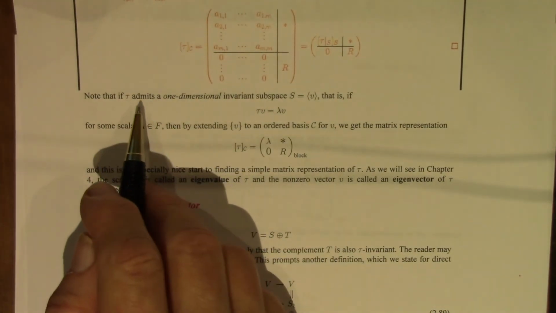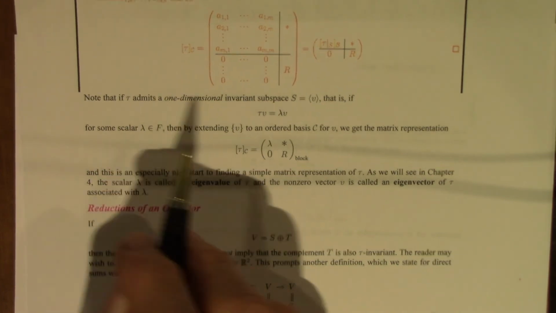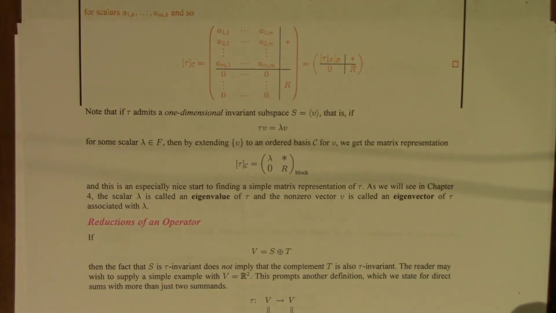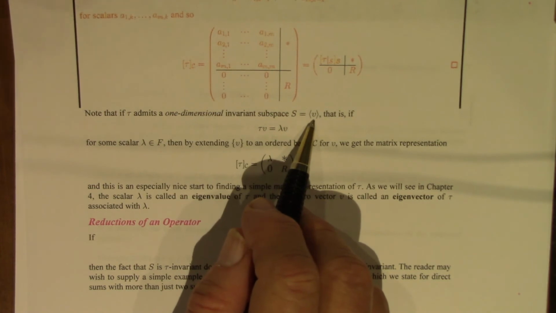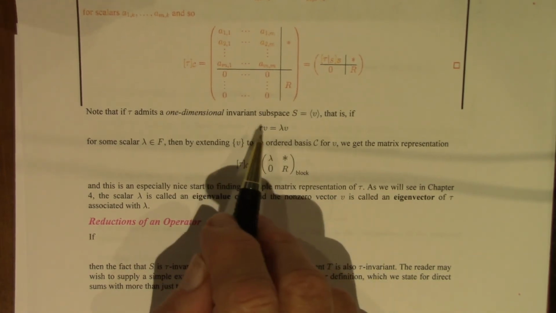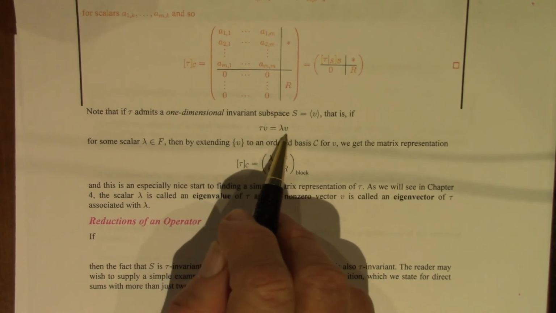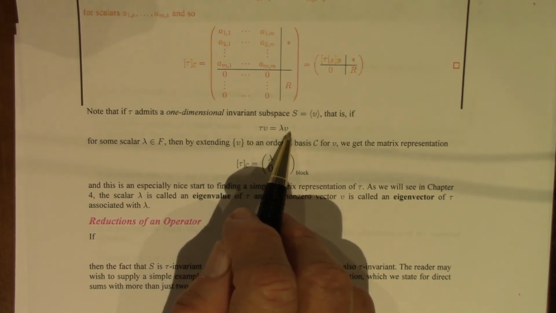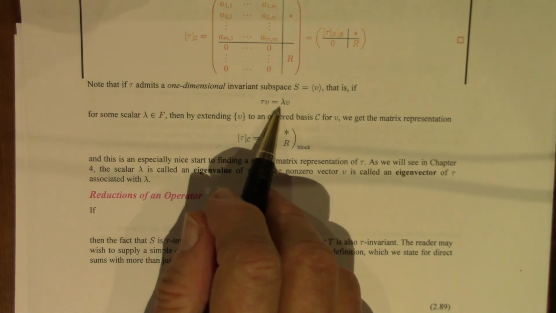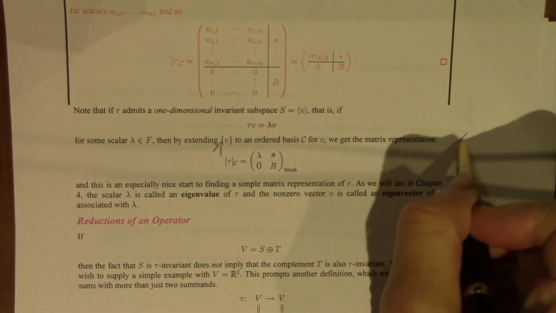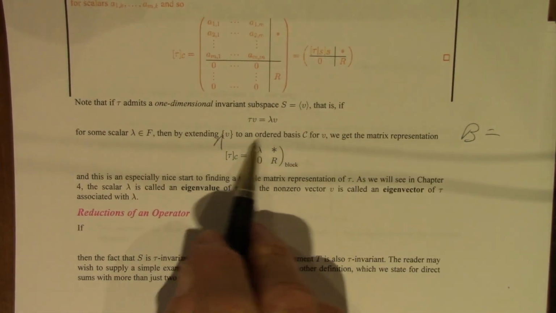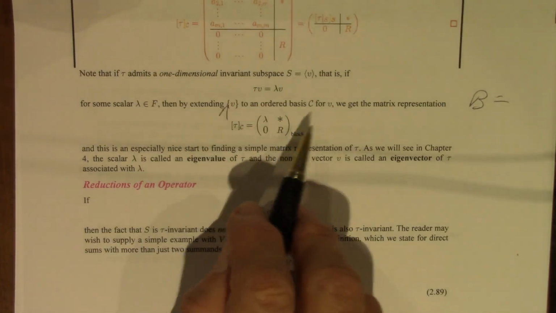As a special case, note that if tau should happen to admit a one-dimensional invariant subspace, so that would look like this, the space spanned by a single non-zero vector, so tau of v is a multiple of v. Then we can use the set B as a basis, and we extend it to an ordered basis C for capital V.